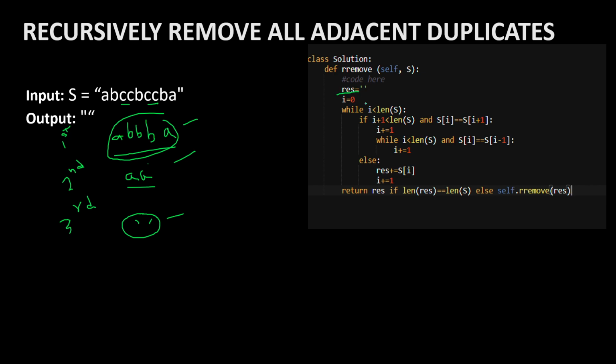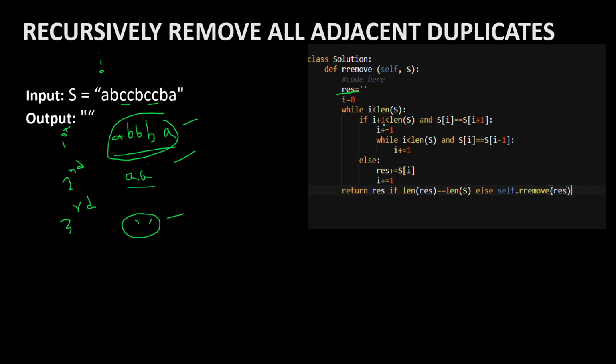Then we are taking i equal to 0, while i is smaller than length of s. I is now at the 0th index. Let us observe the loop carefully now. In the first recursion, this is the first time when we are entering, we're doing this.